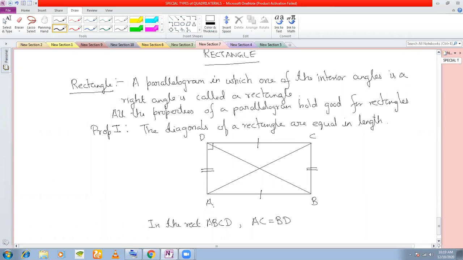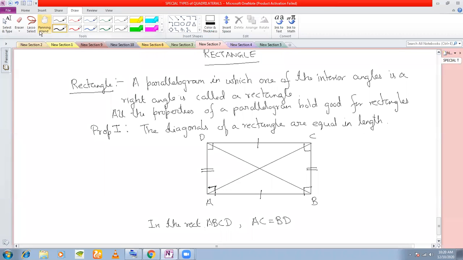And the opposite angles are equal. Yes, the opposite angles are equal. This is 90 degree, this also has to be 90 degree. And similarly, these two also have to be 90 degree. So even that property holds. So similarly, all the properties of parallelogram hold for rectangle. In fact, additionally, this property is there: the diagonals of a rectangle are equal in length, whereas in case of a parallelogram, the diagonals were not equal in length. So you need to have this very clear in your mind.